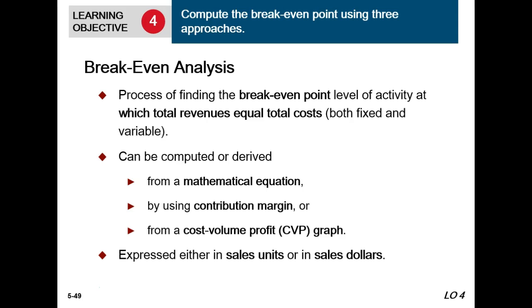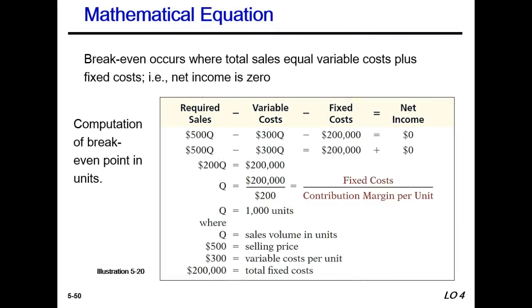Remember in that last problem we said the contribution margin is $53 per unit? If our total fixed costs are $190,000, we could figure out how many items we need to sell by $190,000 divided by 53 units. Okay? So we're going to understand how we come up with a break-even analysis. Break-even occurs where total sales equal variable costs plus fixed costs. Ultimately, net income equals 0.